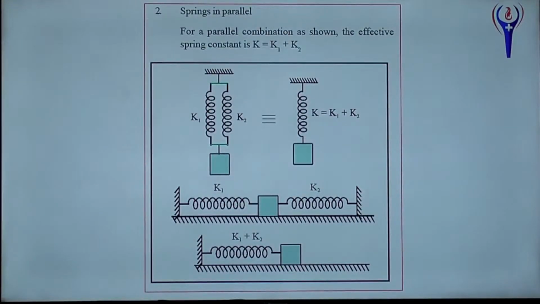When two springs are connected in parallel like this, then K equal to K1 plus K2, just addition. The effective spring constant is just the sum of these two. When it is connected in series, it is the reciprocal. And suppose two springs are connected like this. Is it series or parallel? Parallel. Good. So for this also K equal to K1 plus K2.